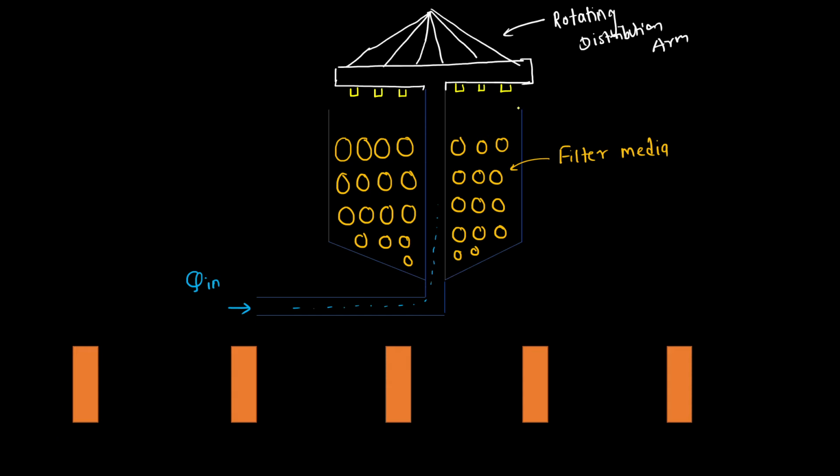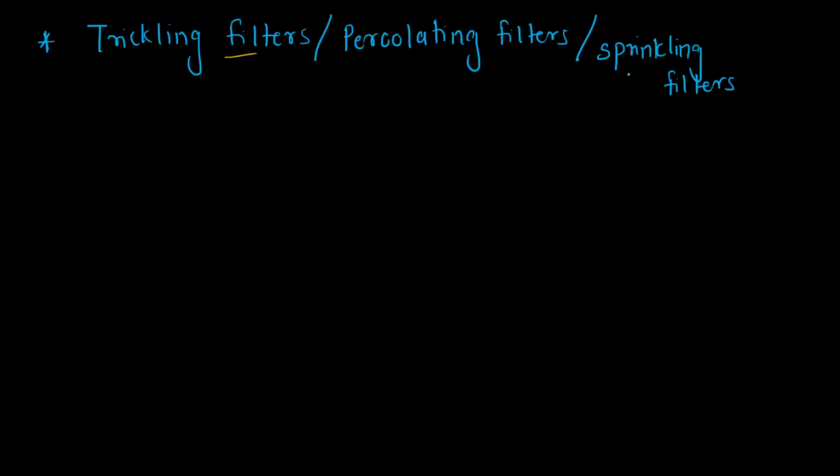So let's write it down. These things are called nozzles. From these nozzles the sewage is sprinkled on this filter media. So there is a sprinkling of sewage on the filter media from these nozzles. You can just imagine now, the sewage comes into this rotating distribution arm, and from there, through certain nozzles, it is sprinkled on the filter media. As it is getting sprinkled, hence it is called a sprinkling filter.